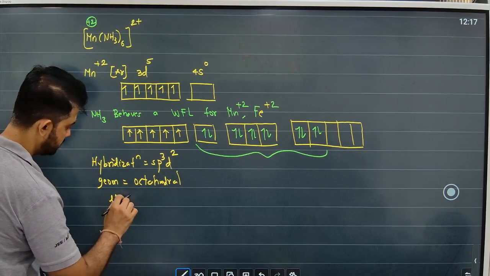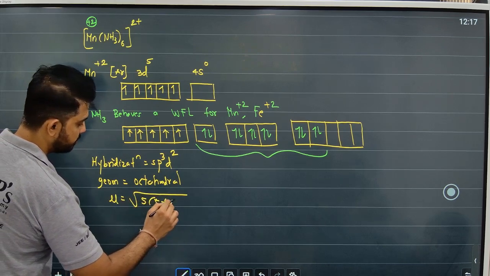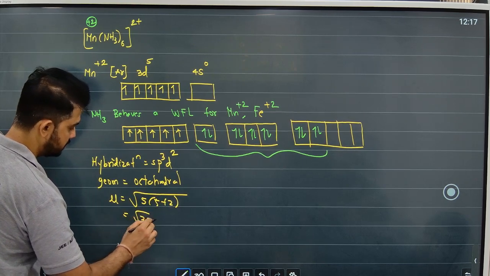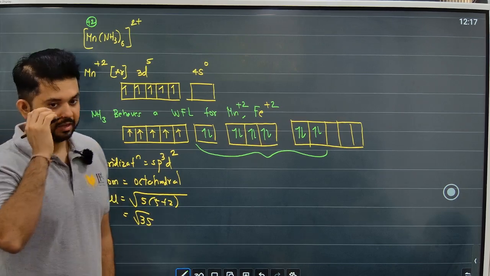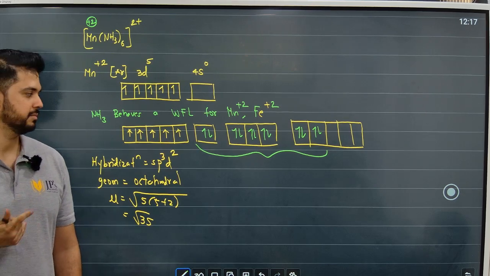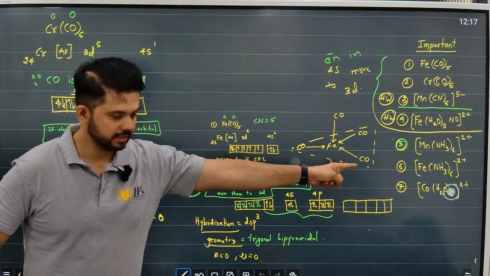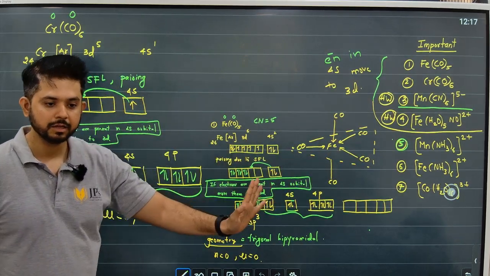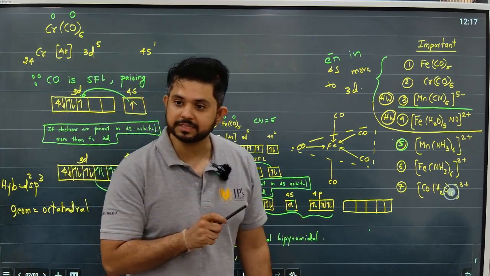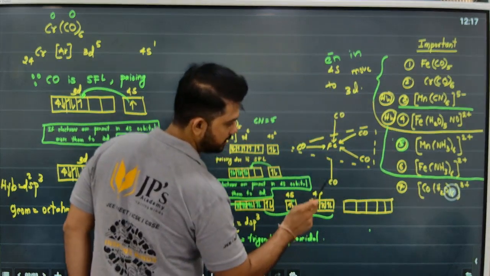Magnetic moment root of 5 into 5 plus 2, that is root 35. High spin, low spin? High spin. Outer, inner? Outer. Sixth वाला कर सकता है. There will again be no pairing, even though there is presence of a strong field ligand. You will get that now.